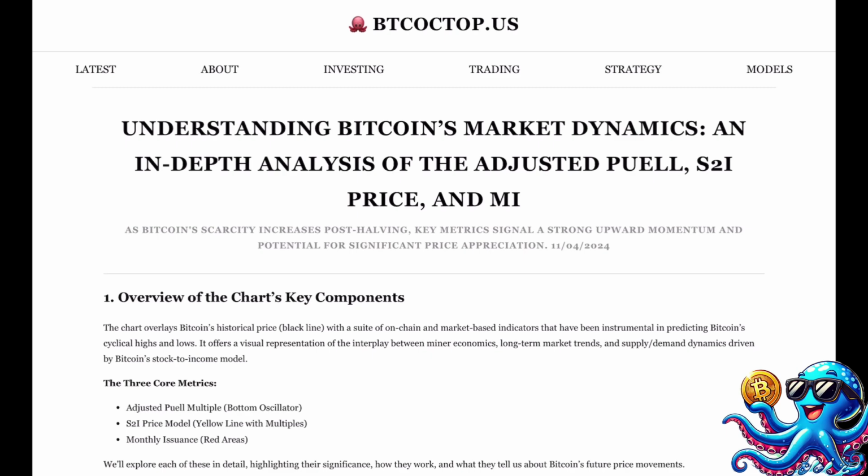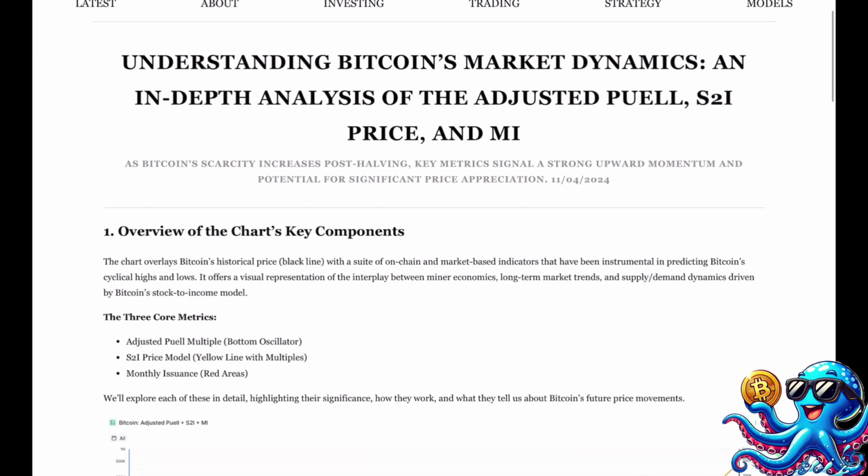Understanding Bitcoin's market dynamics. As Bitcoin's scarcity increases post-halving, key metrics signal a strong upward momentum and potential for significant price appreciation. November 4, 2024. 1. Overview of the chart's key components.